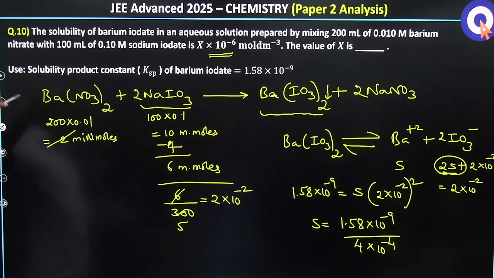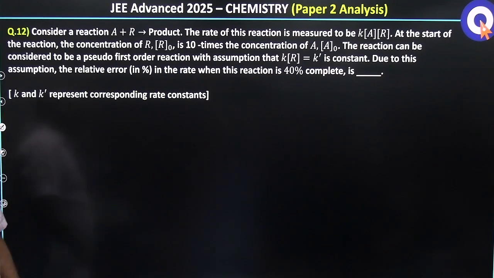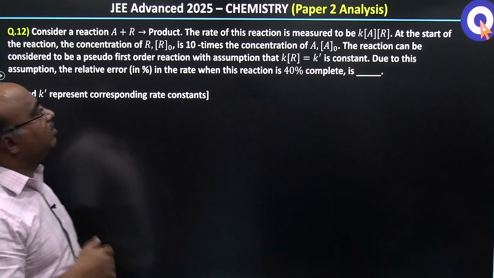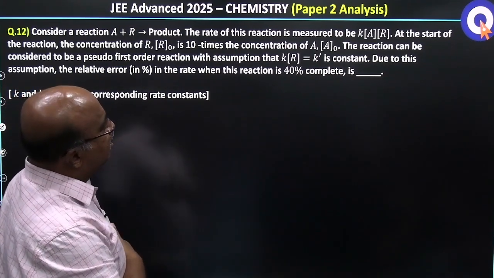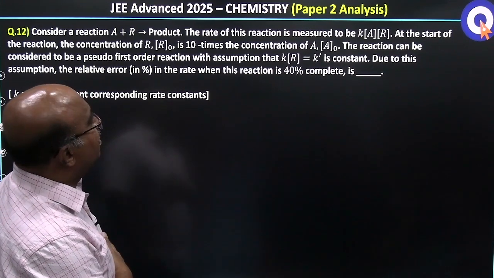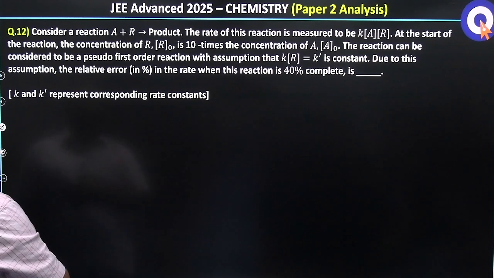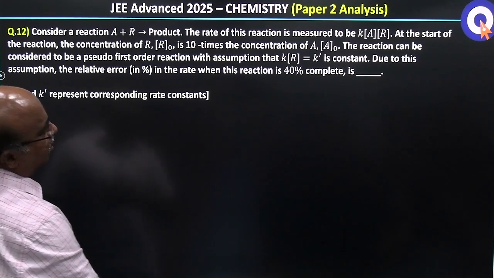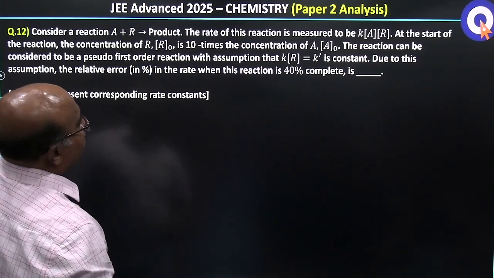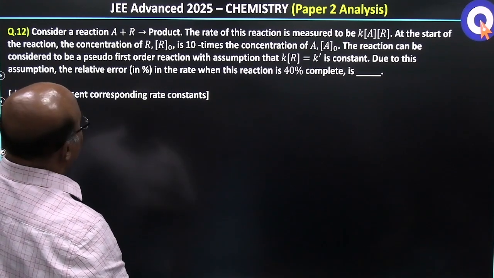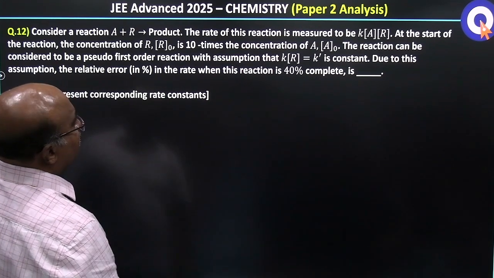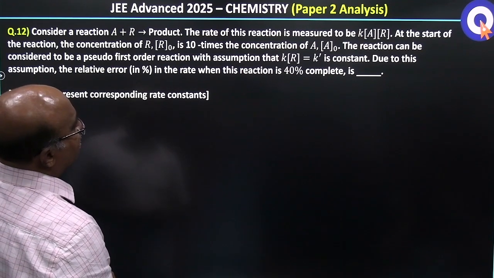Next. Consider a reaction A plus R gives the product. We selected only some questions, because the other questions are just direct questions, so those are left. The rate of this reaction is measured as K into concentrations of A and R. At the start of the reaction, the concentration of R, R naught, is 10 times the concentration of A, that is A naught. The reaction can be considered a pseudo first order reaction with the assumption that K prime is K into R concentration as constant.